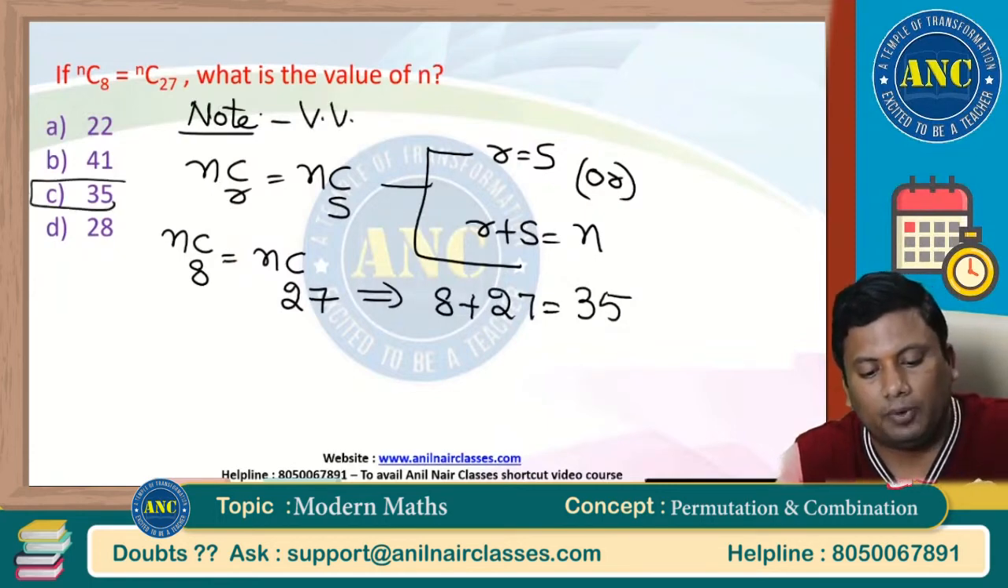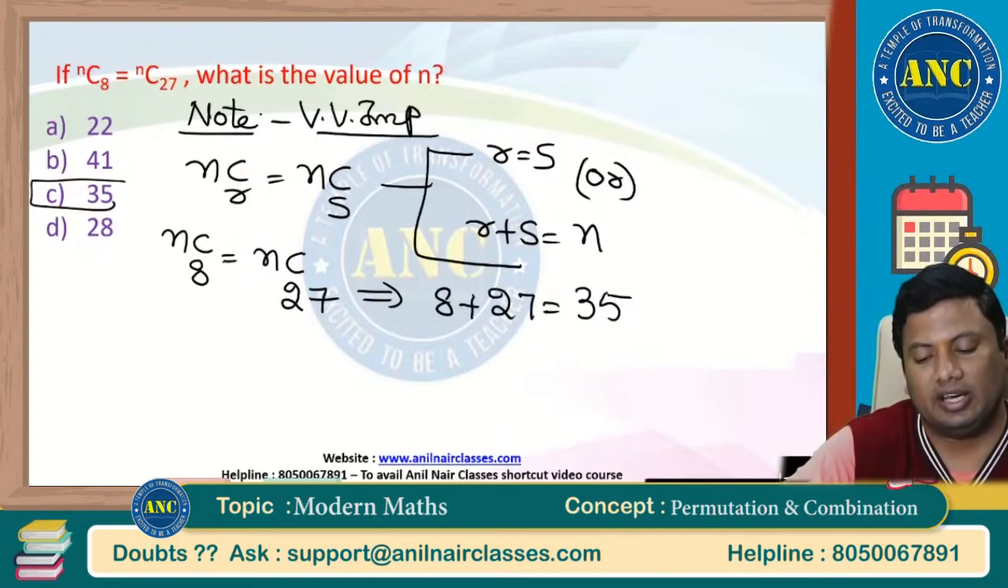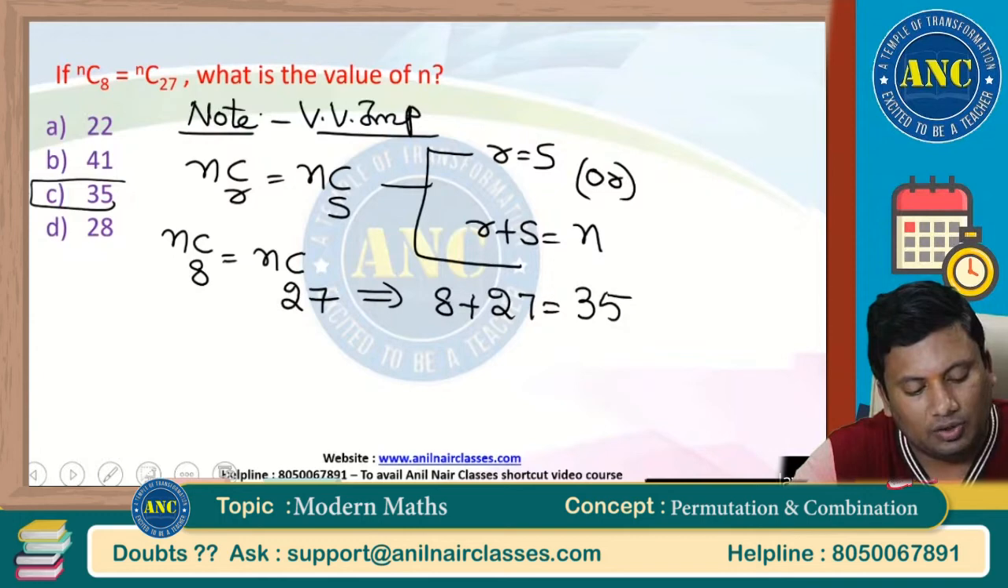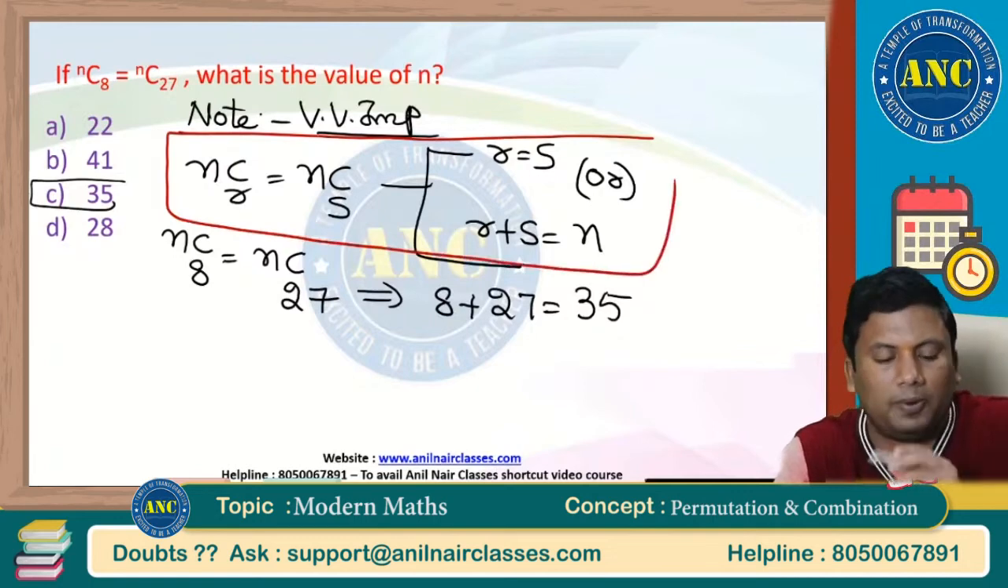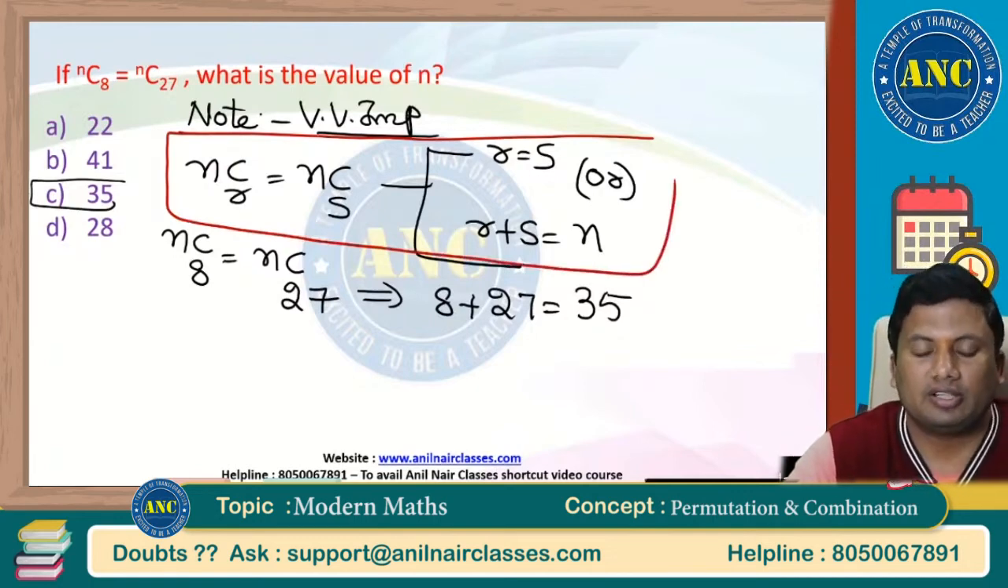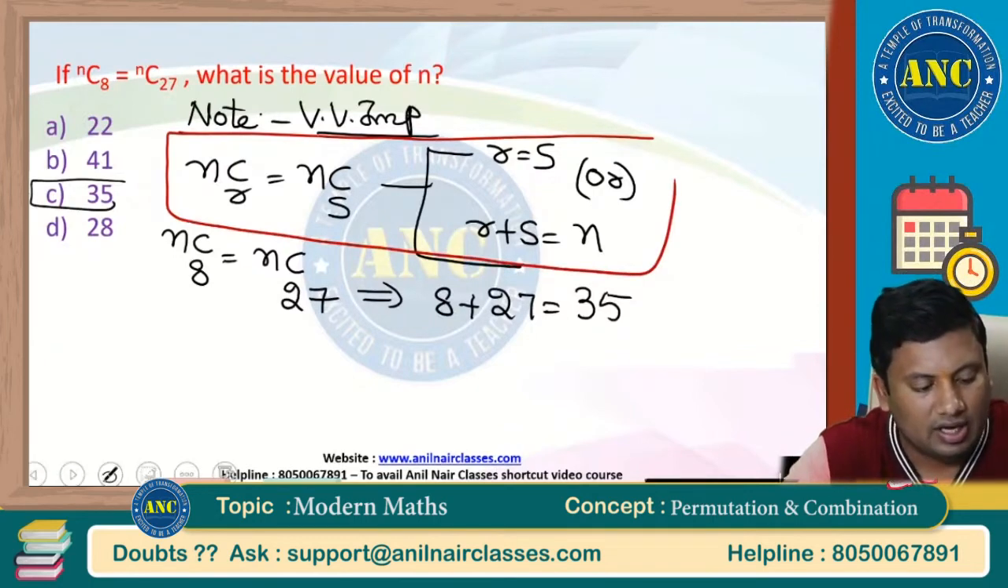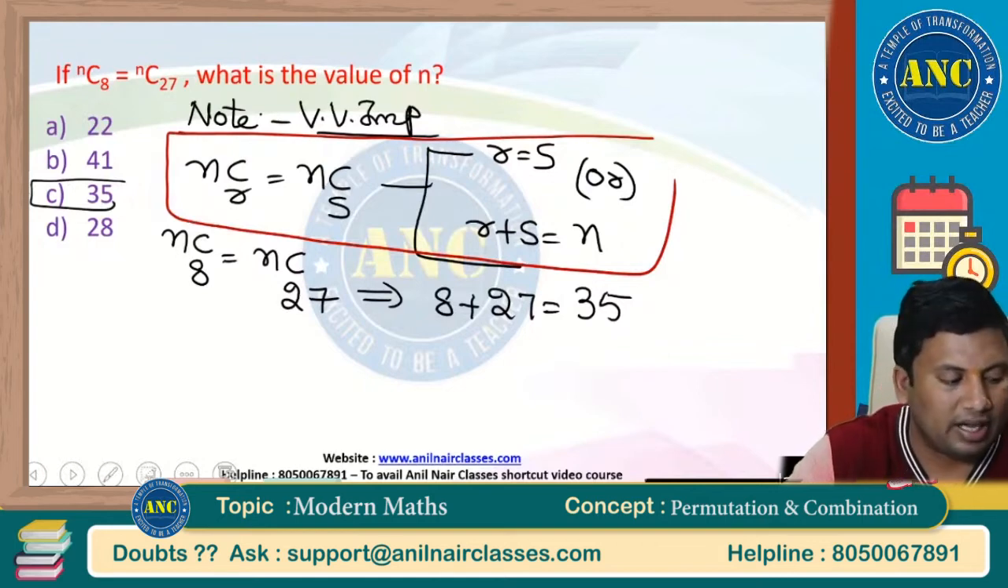Very, very important note. If nCr is equivalent to nCs, either r equals s or r plus s equals n. Very, very important. This is a notation based problem. Next one.